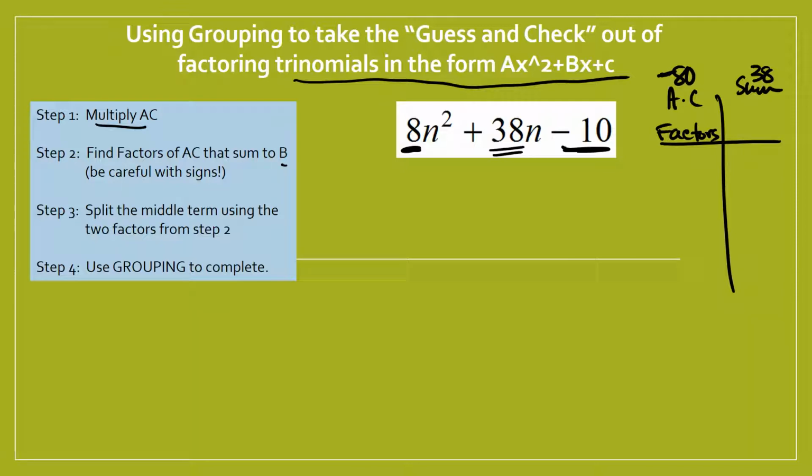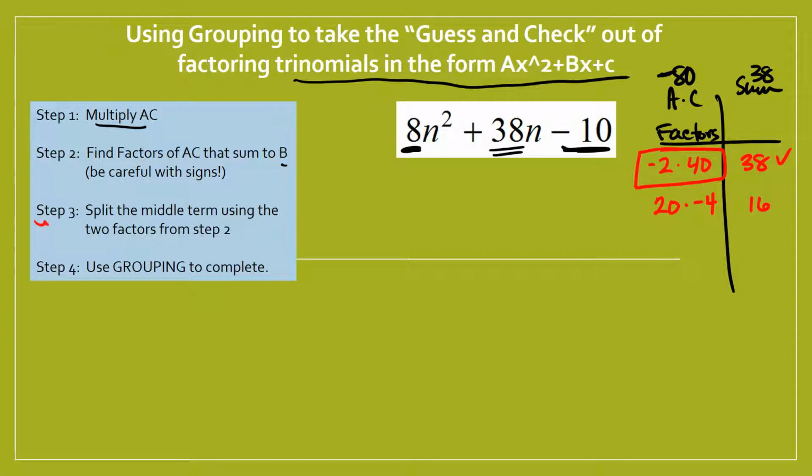So if I start making some factors here, for example, I could have negative 2 and 40, and those would add up to 38. Oh, I got lucky. Why did I do that right off the bat? I could have picked 20 times negative 4, but that would have added up to 16. So once I find the right sum, those are going to be my factors.